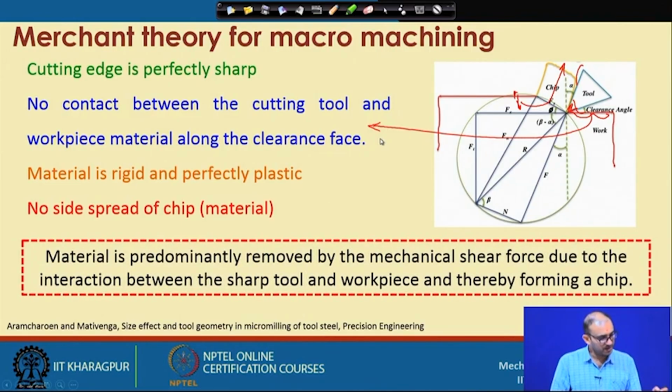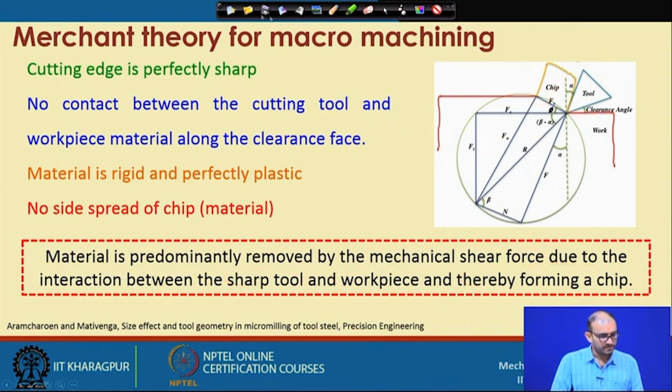So, finally it was told that material is predominantly removed by the mechanical shear force. The mechanical shear force is given by the tool due to the interaction between the sharp tool, that is the first thing, and the workpiece, and thereby it forms a chip. So, that is what Merchant theory tells us when you calculate these different types of forces using this Merchant theory.